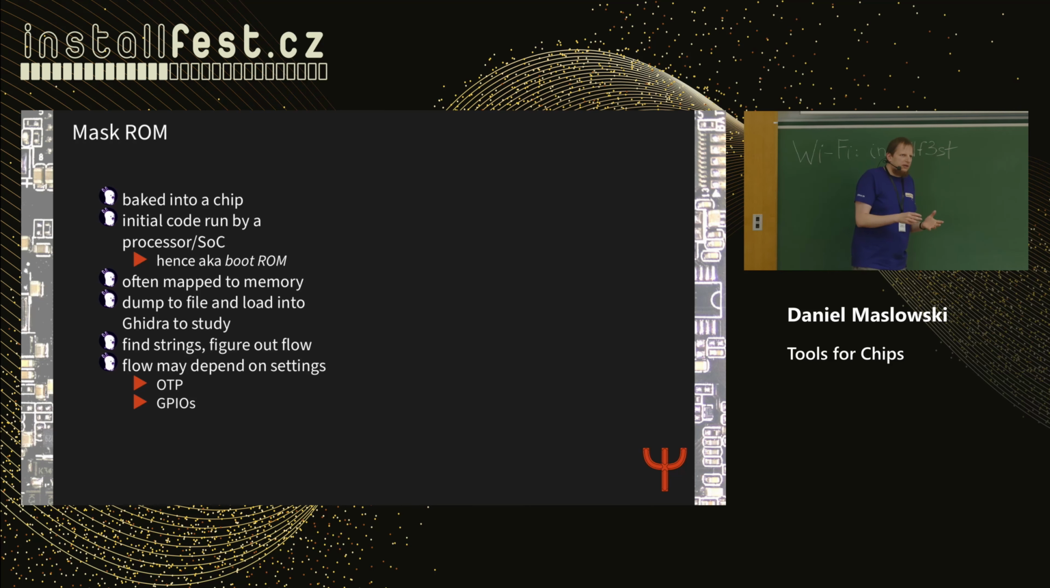As I said, it's baked into a chip. And it's the initial code that actually runs on your processor or SoC that we have nowadays. And that's why we also call it a boot ROM. It is often mapped to memory, which means you can also read it from memory and dump it to a file. And when you can dump it to a file, then you can also look at it and investigate it.